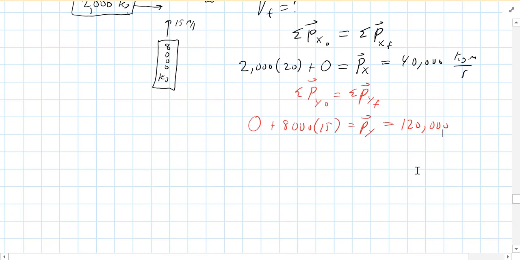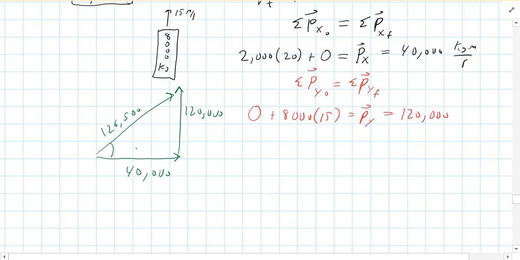What's the total momentum of the two-car system? Well, we have an x and a y, so now we're going to Pythag them. So I draw my right triangle. Px is 40 grand, and Py is 120 grand. If I Pythag those, my calculator gives me 126,500. And I get this angle with an inverse tangent of 12 over 4, which is the opposite over adjacent. I get 71.6 degrees. Okay. Now that's my total momentum.